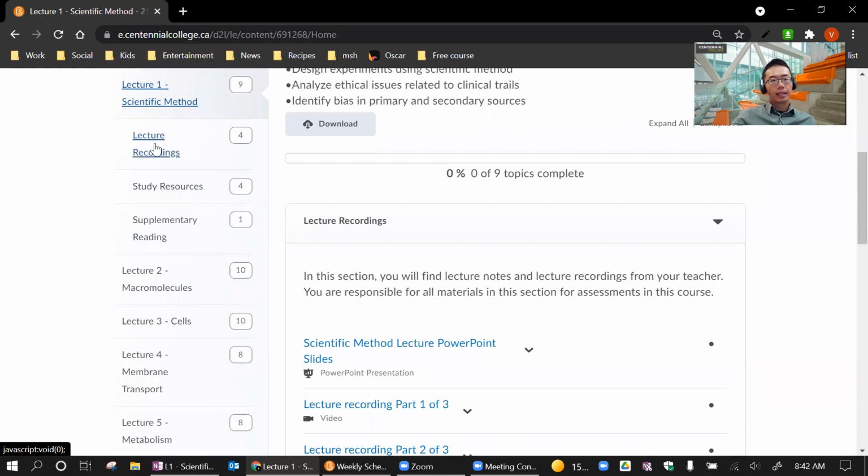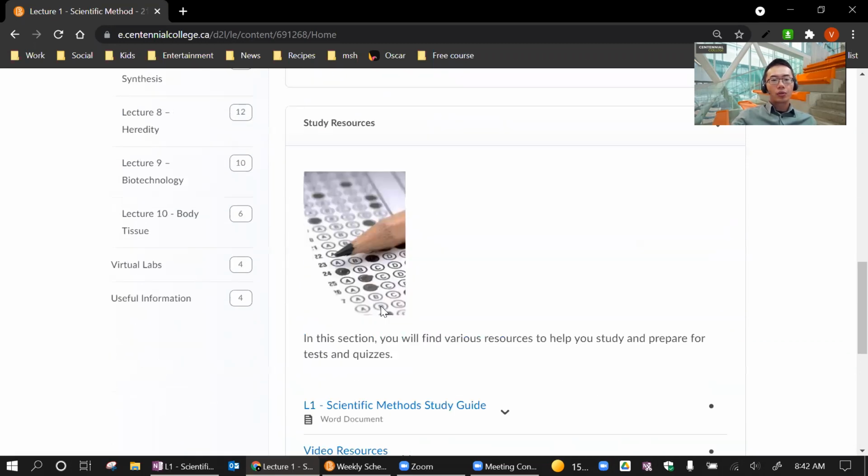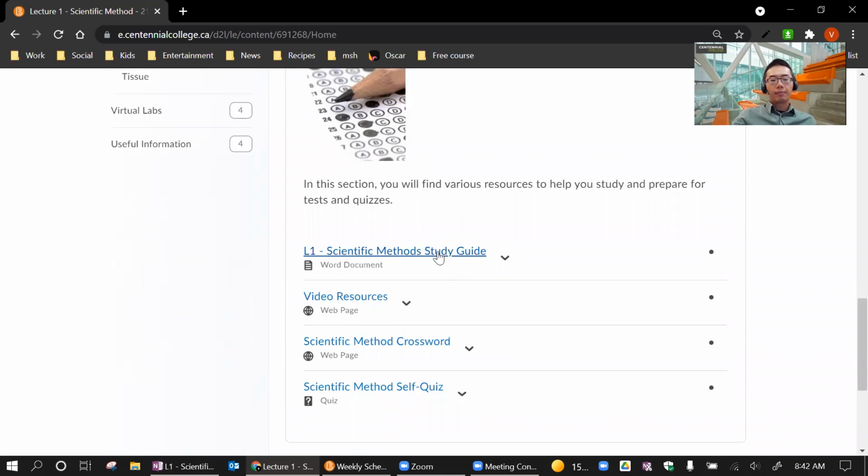Okay. So in lecture 1, scientific method, you would see the lecture recording folders. So there's the PowerPoint that you should download and probably print out if you could. And then you would take notes while you watch the lecture recordings, okay? Now, sometimes the recordings will also require you to download the study guide, okay?